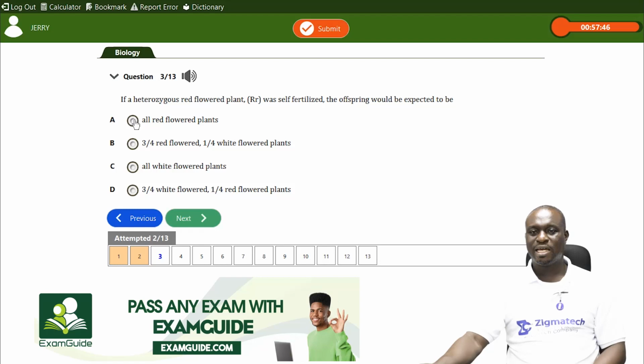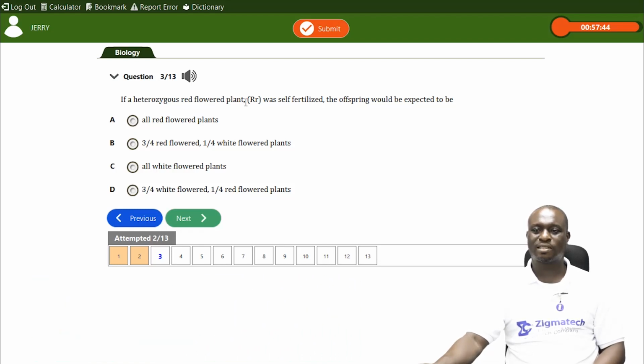And then finally, if a heterozygous red flower plant, big R, small r, was self-fertilized, the offspring will be expected to be what? The correct answer is B, which is 3:4 red flower and 1:4 white flowered plants. As you can also see, we still have more questions under this particular topic on genetics.